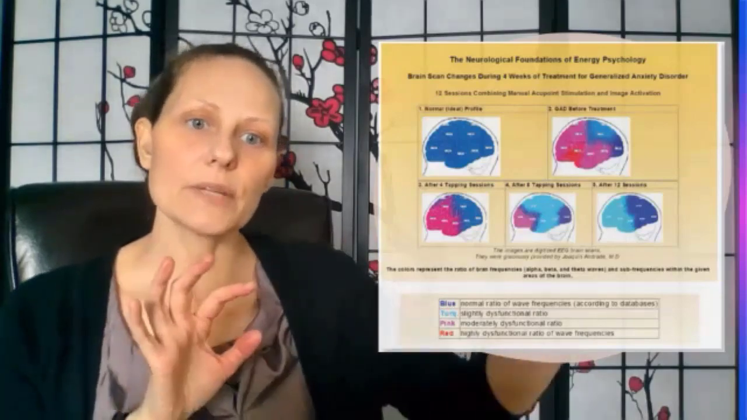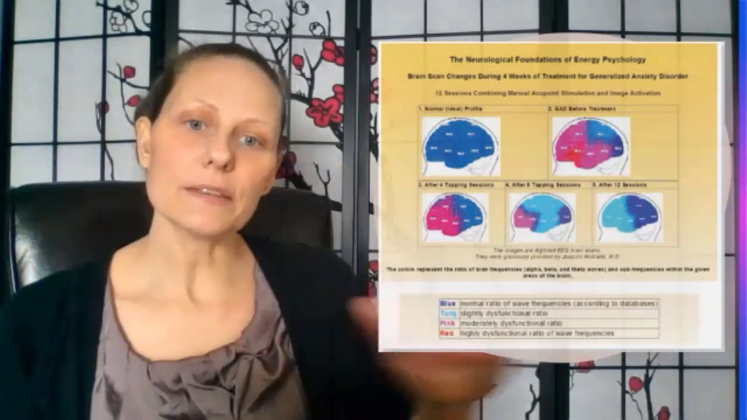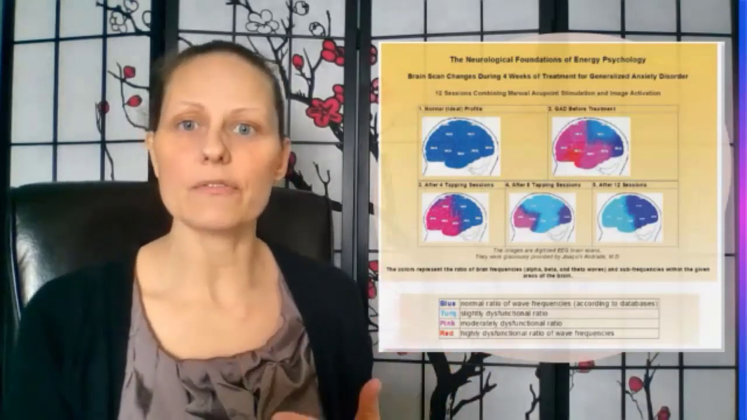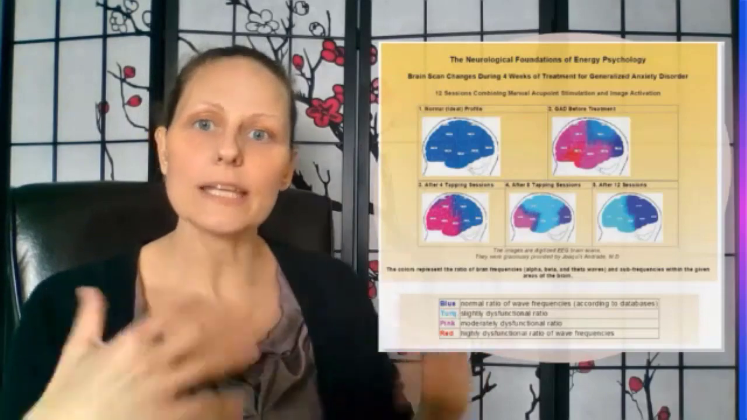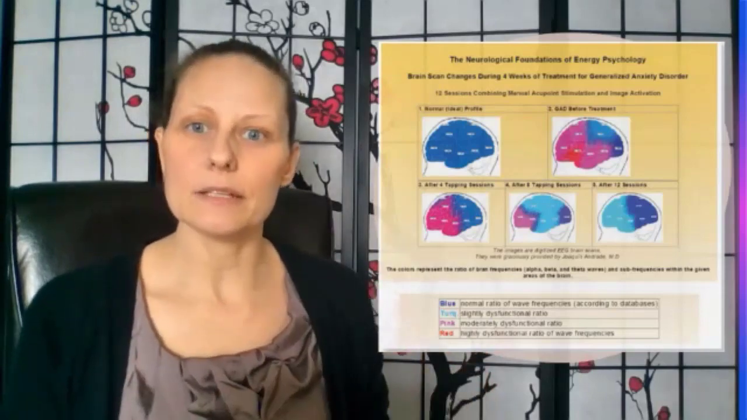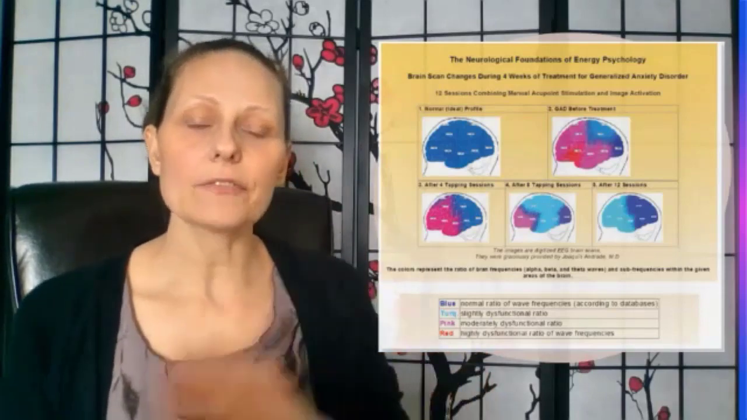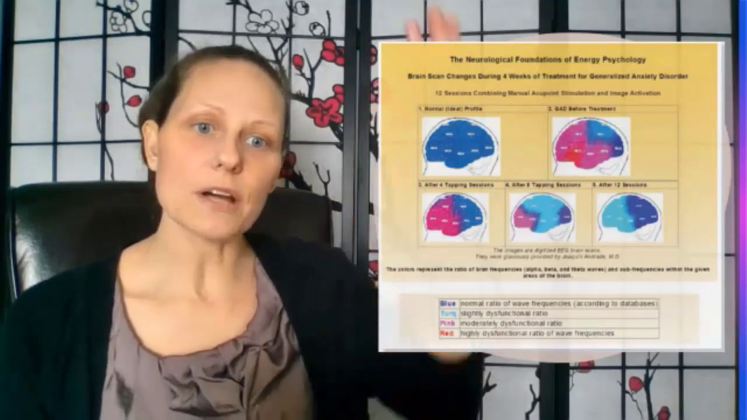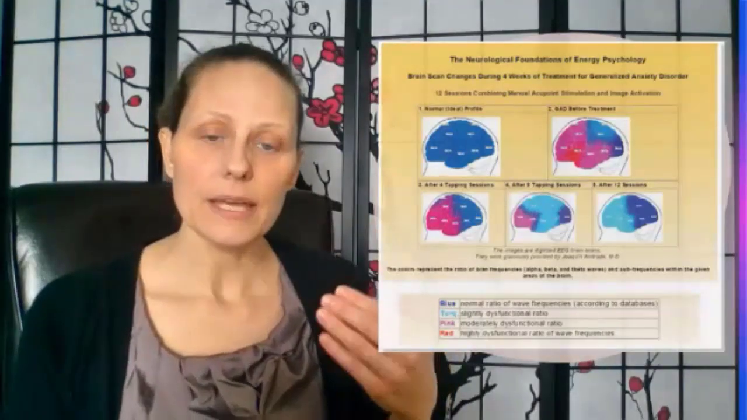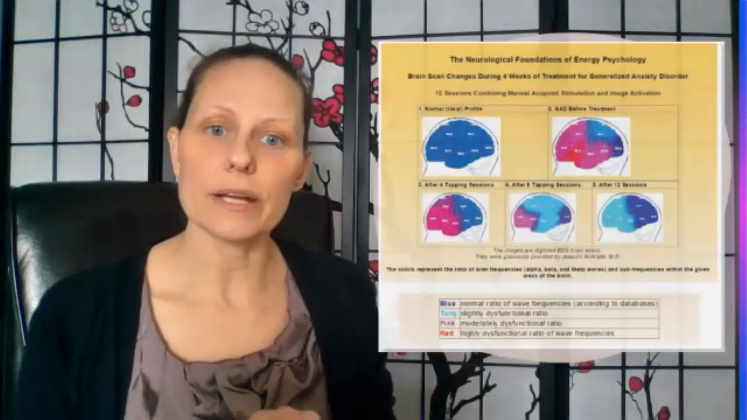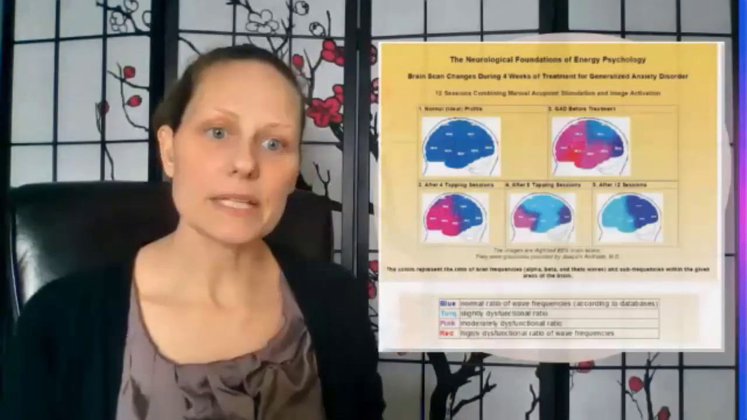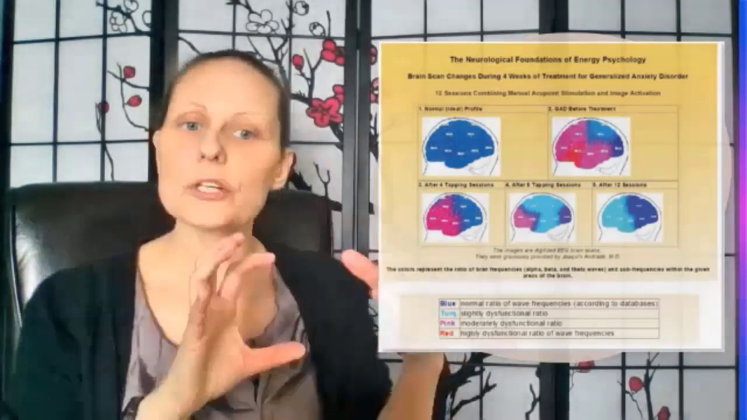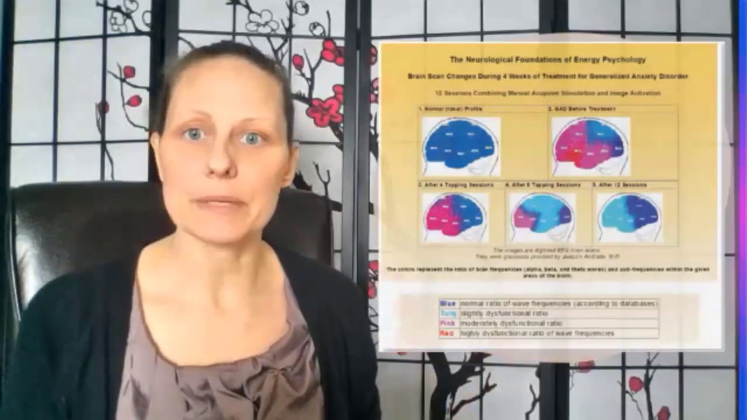So we can see what they look like before. And then if we look at the bottom row, you can see after four tapping sessions. These sessions are typically around 45 minutes to an hour of talking and tapping. I'll show you what that means in just a few minutes. After four tapping sessions, you can see the changes in that brain, which is already about half dark blue, and it has pink, and it doesn't have that dark red anymore. And then after six or eight tapping sessions, we have even more changes. And then you can see after 12 tapping sessions.